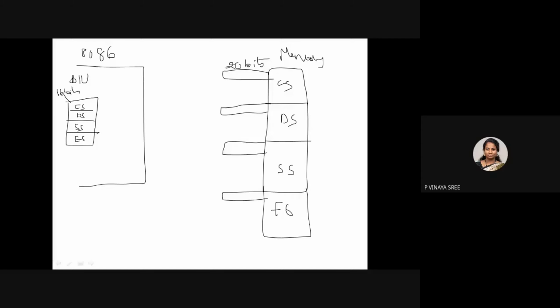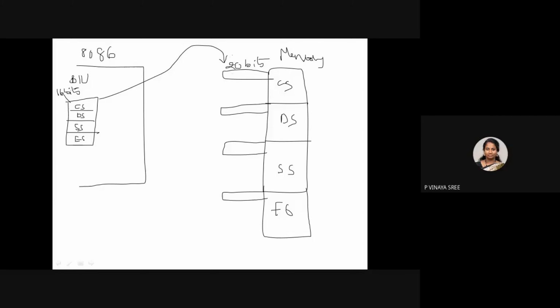So I don't want to specially mention that it is 16 bit. By default, all the registers present in the 8086 will be of size 16 bits. But in order to go to this particular location, you need to represent 20 bits. So for that, we need to select the uppermost bits.